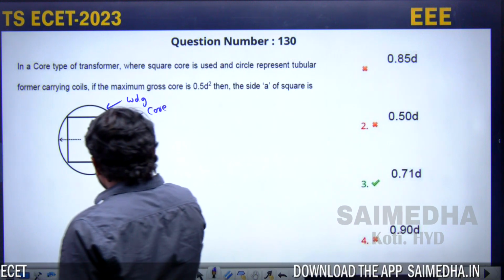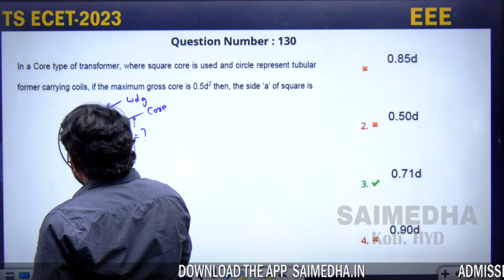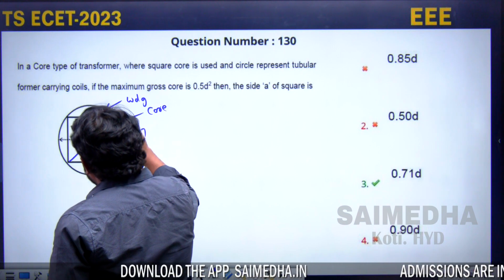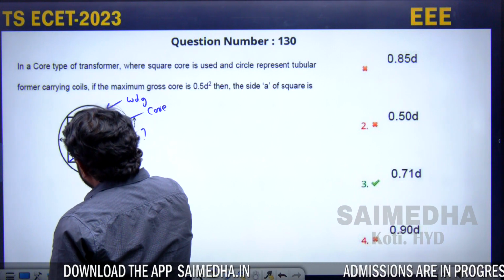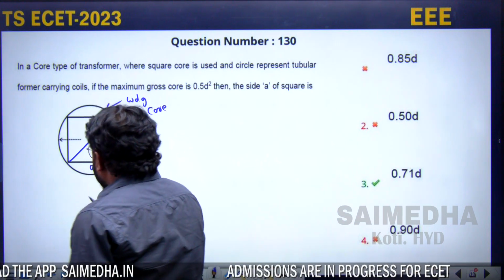So how do we find this out? Suppose this side is A and this side is also A. Now we require the diameter. Suppose this is also the diameter. So this one is the diameter of the circle. So how do we get the D value here?